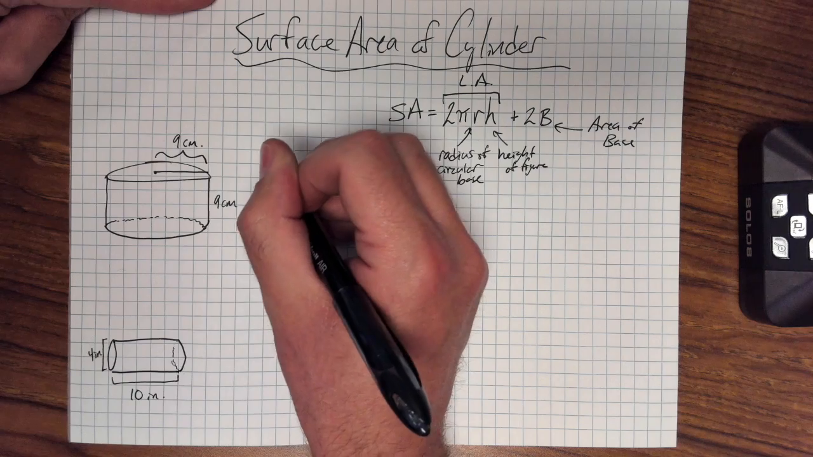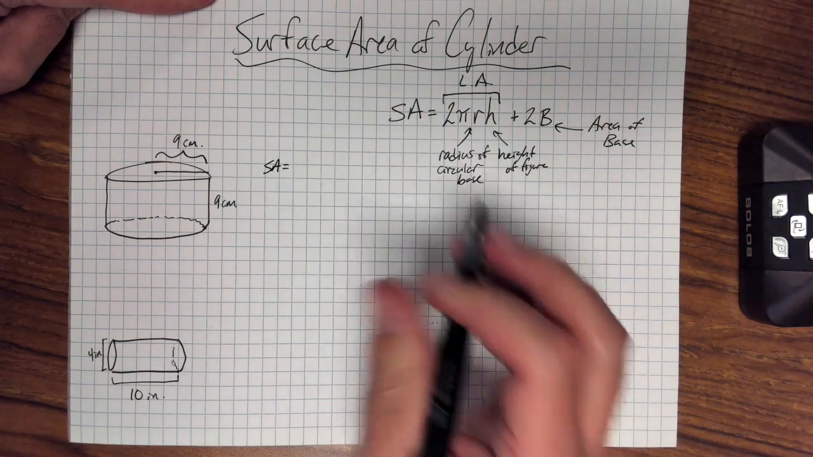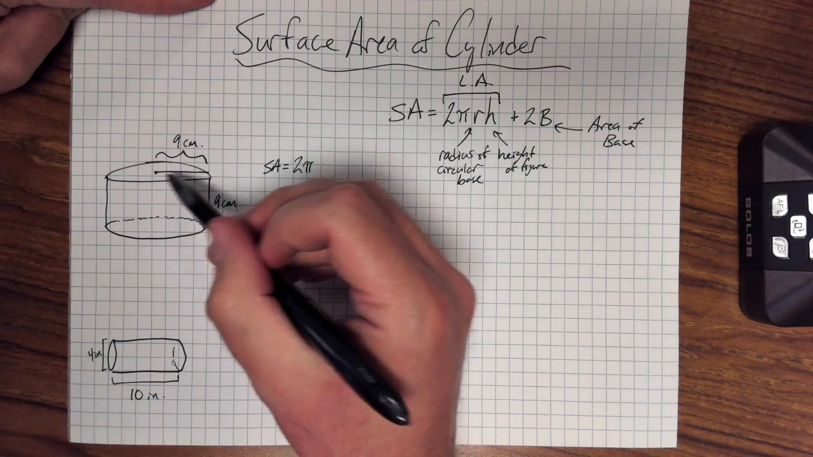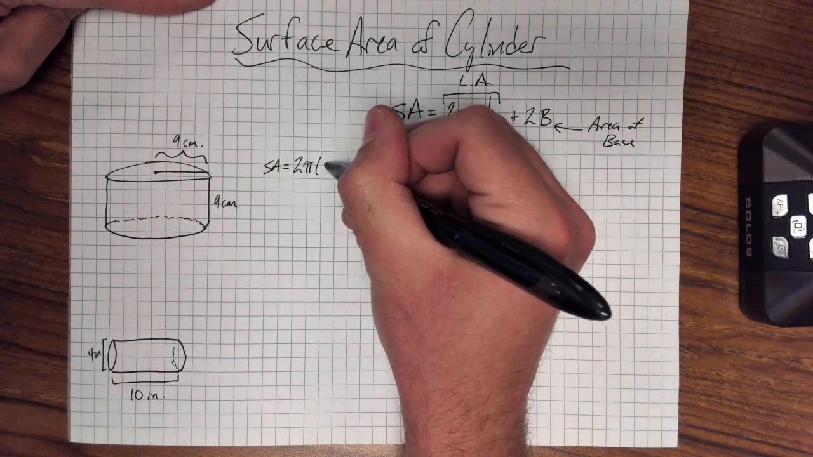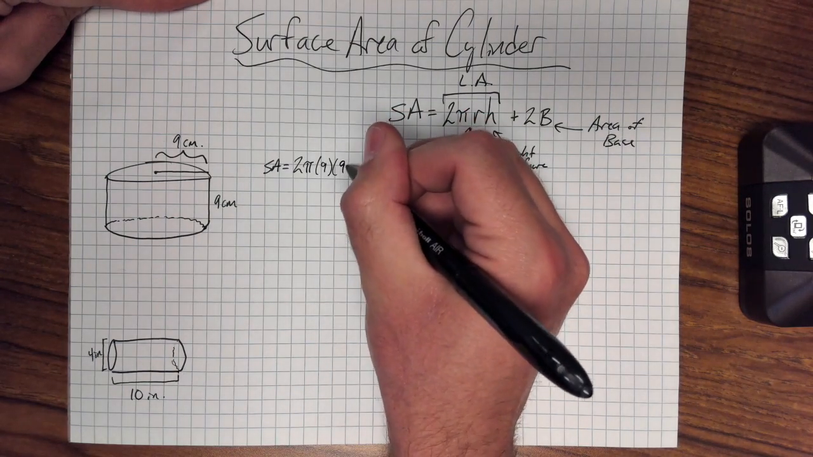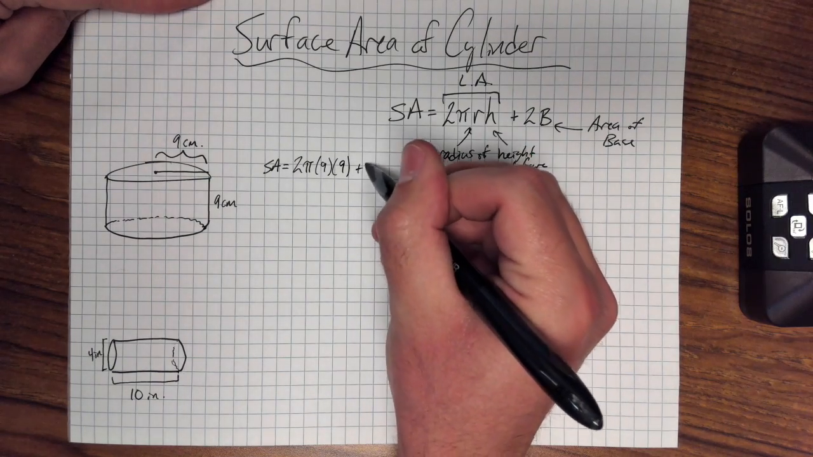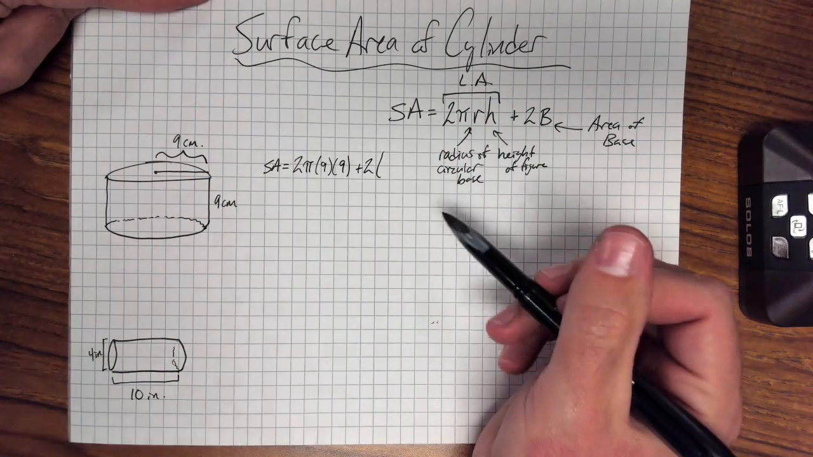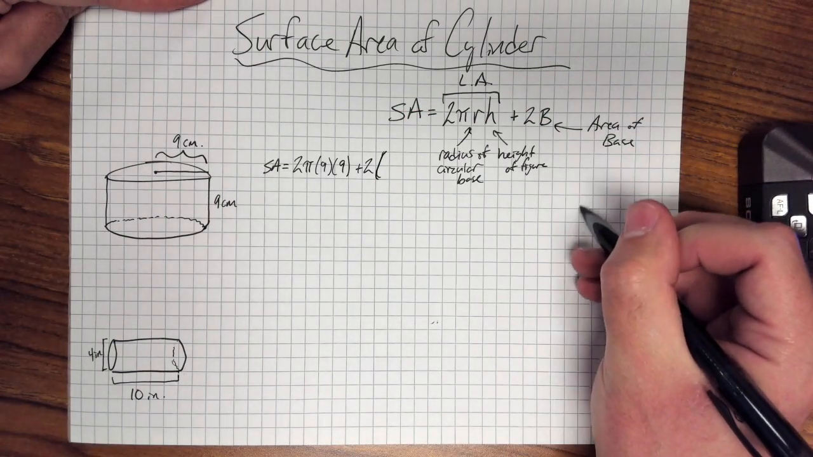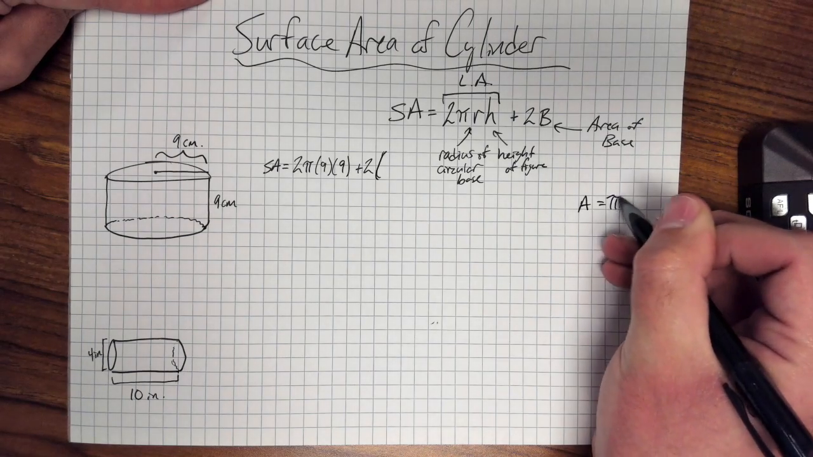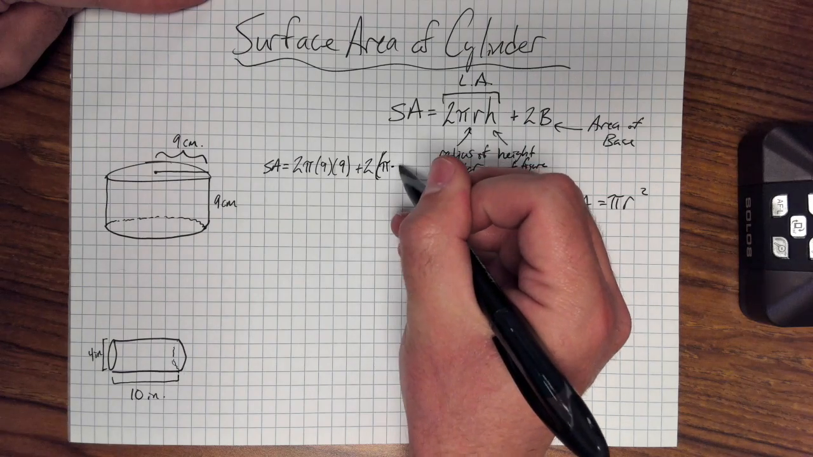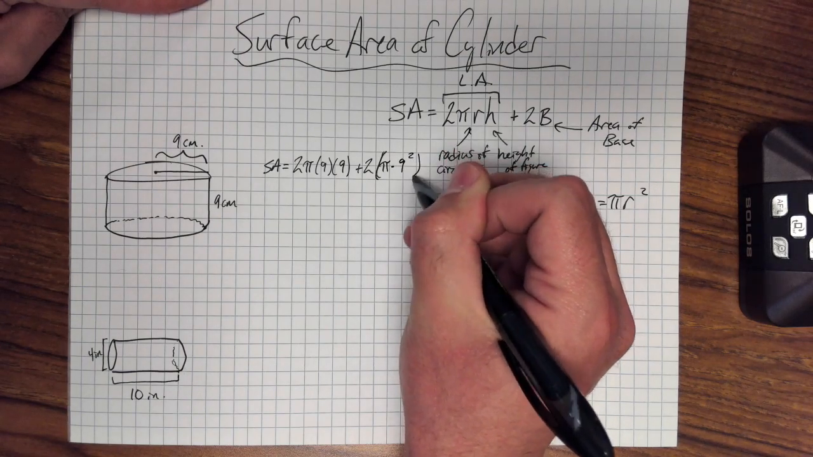Now, this first one, let's fill in our formula with the information we need. So 2 times pi times the radius of this one is actually 9. So times 9. The height of the cylinder, actually in this case, is also 9. Plus 2 times, now the area of the base, since the base is a circle, we need pi r squared, right? So area of a circle, again, is pi r squared. So pi times the radius is 9 squared.